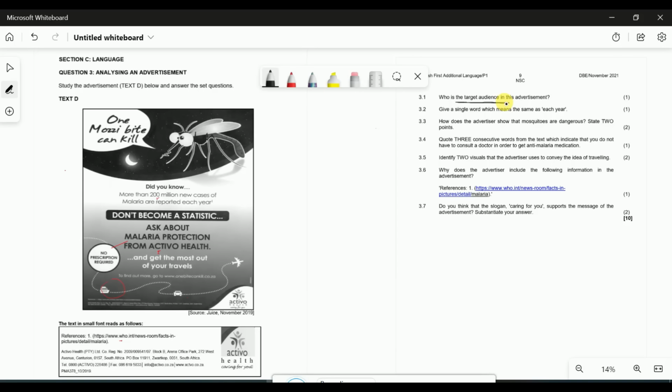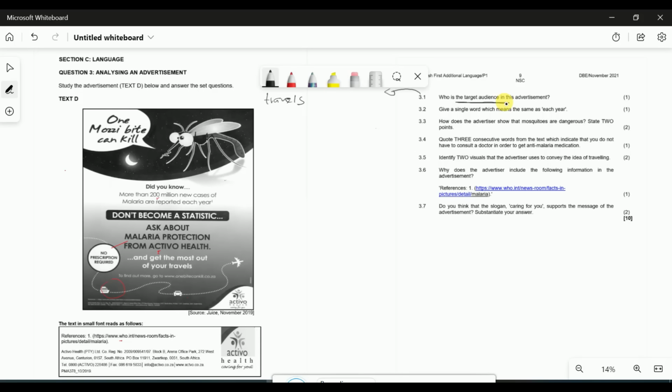So the target audience here will be travelers who are traveling to places that are infested with malaria. Because if you just say travelers alone, you are too ambiguous. Everyone can travel. We can travel to different places, but you need to contextualize your responses to the most suitable one. And how do we know that these are people who are traveling to malaria infested areas? This is exactly what the advertiser talks about.